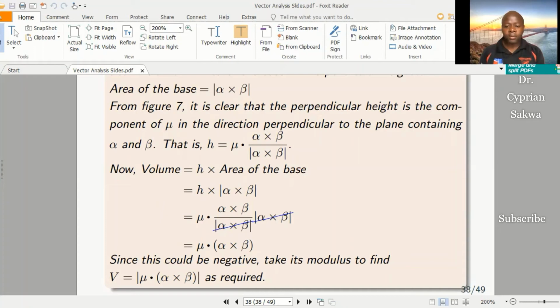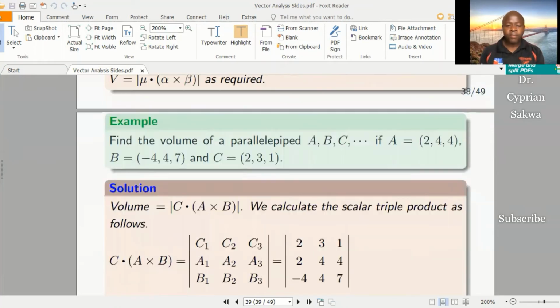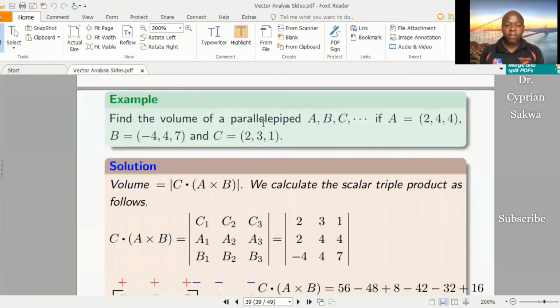And we look at an example. So the example is, find the volume of a parallelepiped ABC if A is this, B is that, and C is this. So what you notice is that we already have the formula: for us to get volume, and we are given ABC, we only need to get C dot A cross B, and then get the modulus of that.